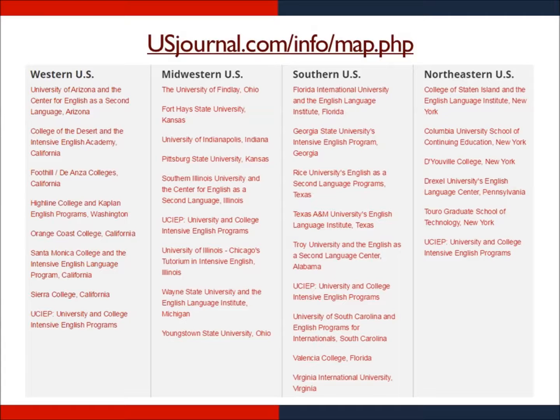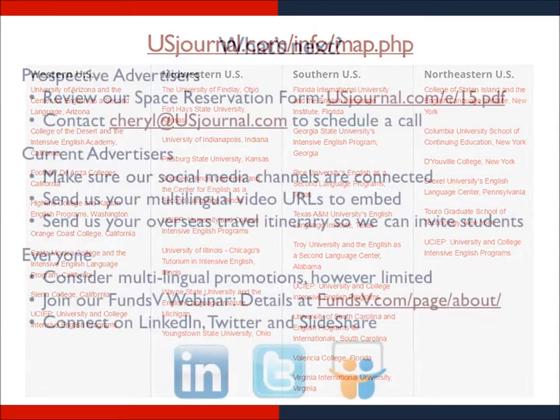U.S. Journal features a nice mix of advertisers from a geographical perspective, but also from a classification perspective. Major research universities, community colleges, top-notch four-year colleges, English language programs. We've actually visited many of these campuses and personally know at least some of the staff, so we have no problem recommending them without reservation.